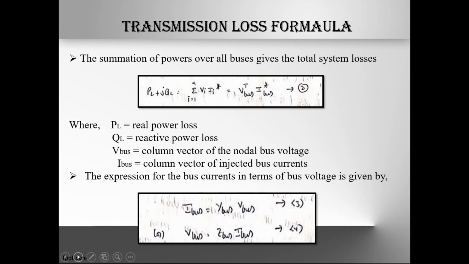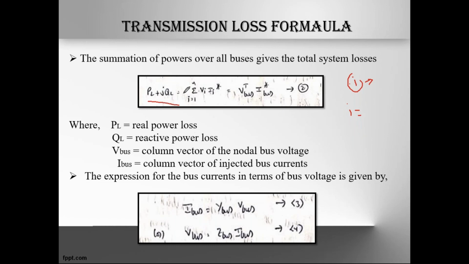Now, the summation of powers over all buses gives the total system losses. Why? Because previously we found that formula at the ith bus only, and with that we can calculate only the losses at the ith bus. But if you want to find the losses in the entire system, we have to consider all parameters for all buses connected in the system. So this equation can be written as P L plus j Q L, the loss power in the form of real and reactive power, equals the summation.